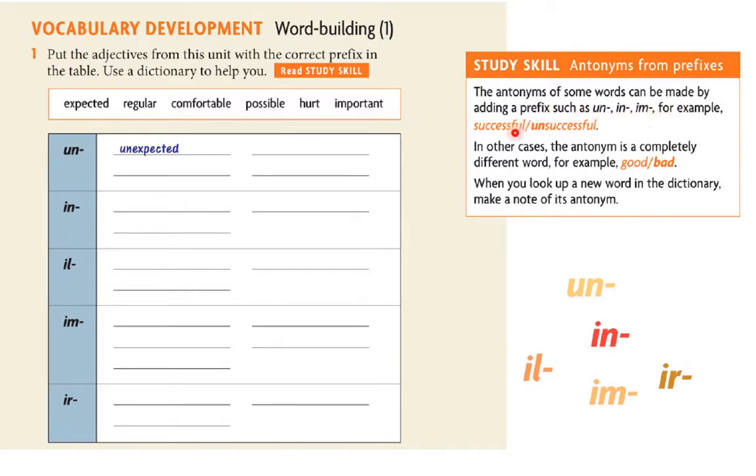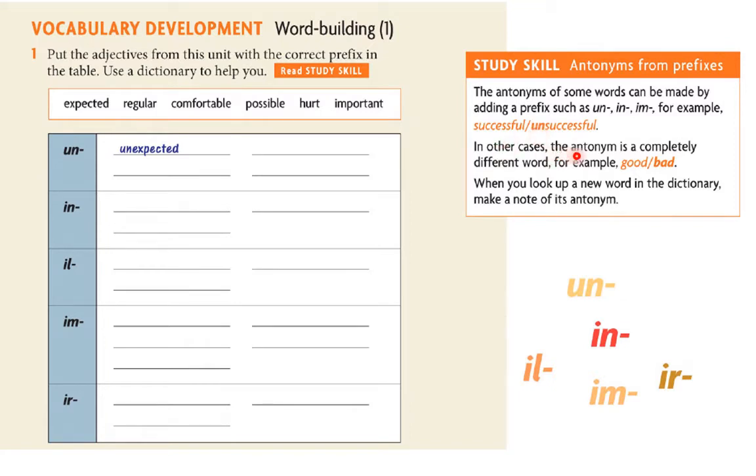For example, successful, unsuccessful. A prefix means a part of a word coming at the beginning of the word. Mostly it is used to show the antonym meaning of the word. For example, we all know the meaning of successful. The opposite meaning of successful is unsuccessful. So we added un.